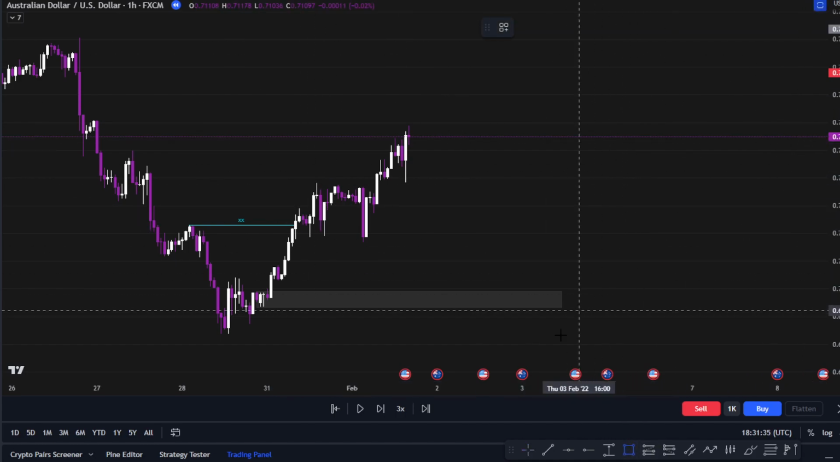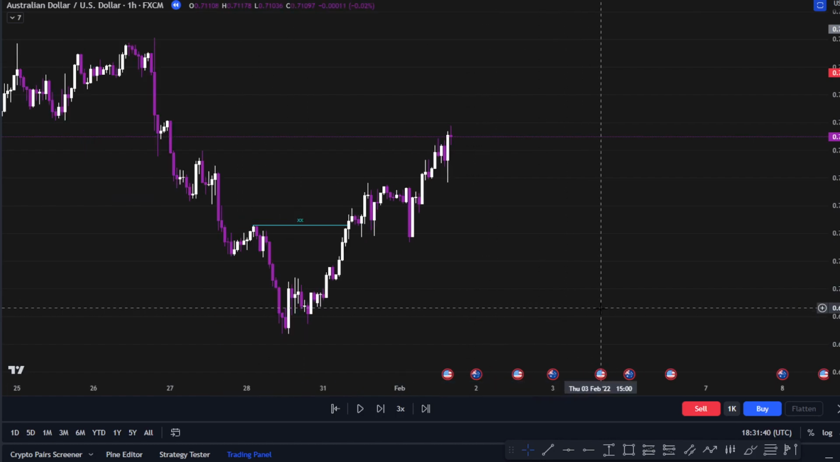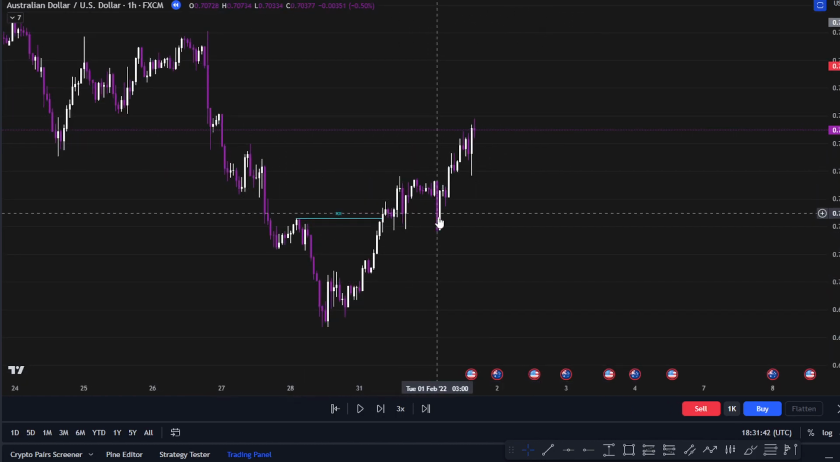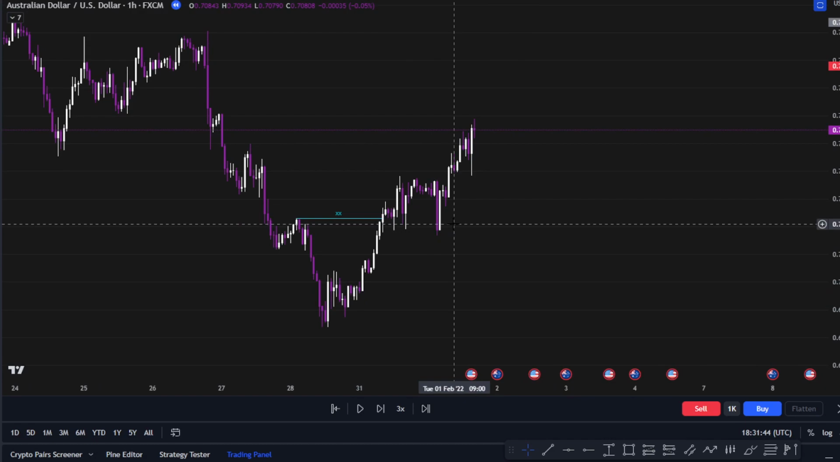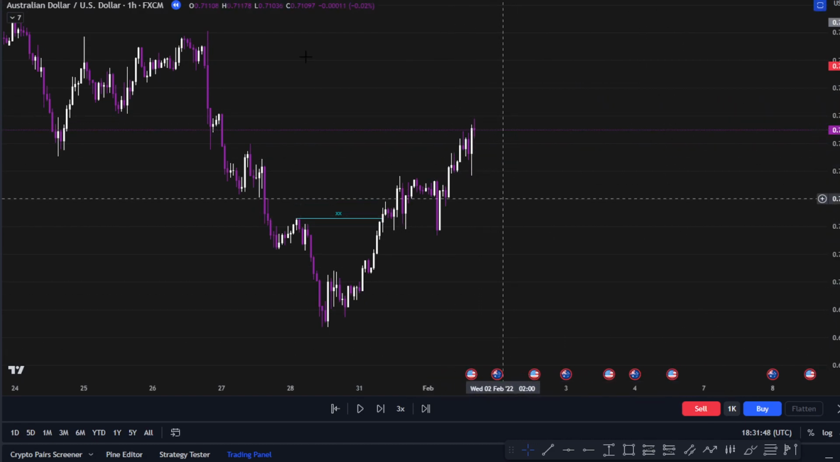And we'll be looking for an actual pullback area that I find more likely than down here. I really think this is a very untested area. So we want to see some mitigation of this zone, so getting it tested.